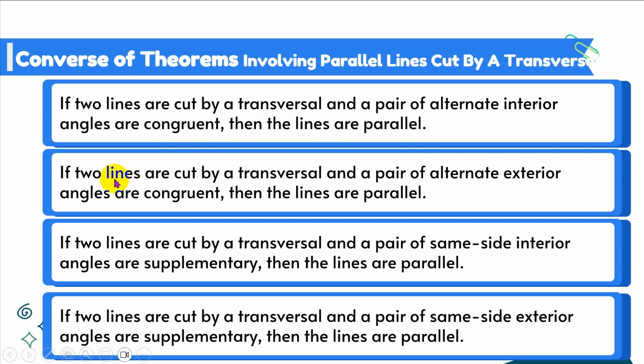Okay? So, ganun din po yung other converse of the theorems. Given po muna yung two lines and transversal and yung pair of angles. It could be alternate exterior. Pag alternate exterior angles, tandaan, they are congruent. Kapag naman same side interior angles, they should be supplementary. At kapag same side exterior angles, they should also be supplementary. So kapag nasatisfy po itong angle pairs na to, yung kanilang properties, mako-conclude na natin na yung lines given to us are parallel.